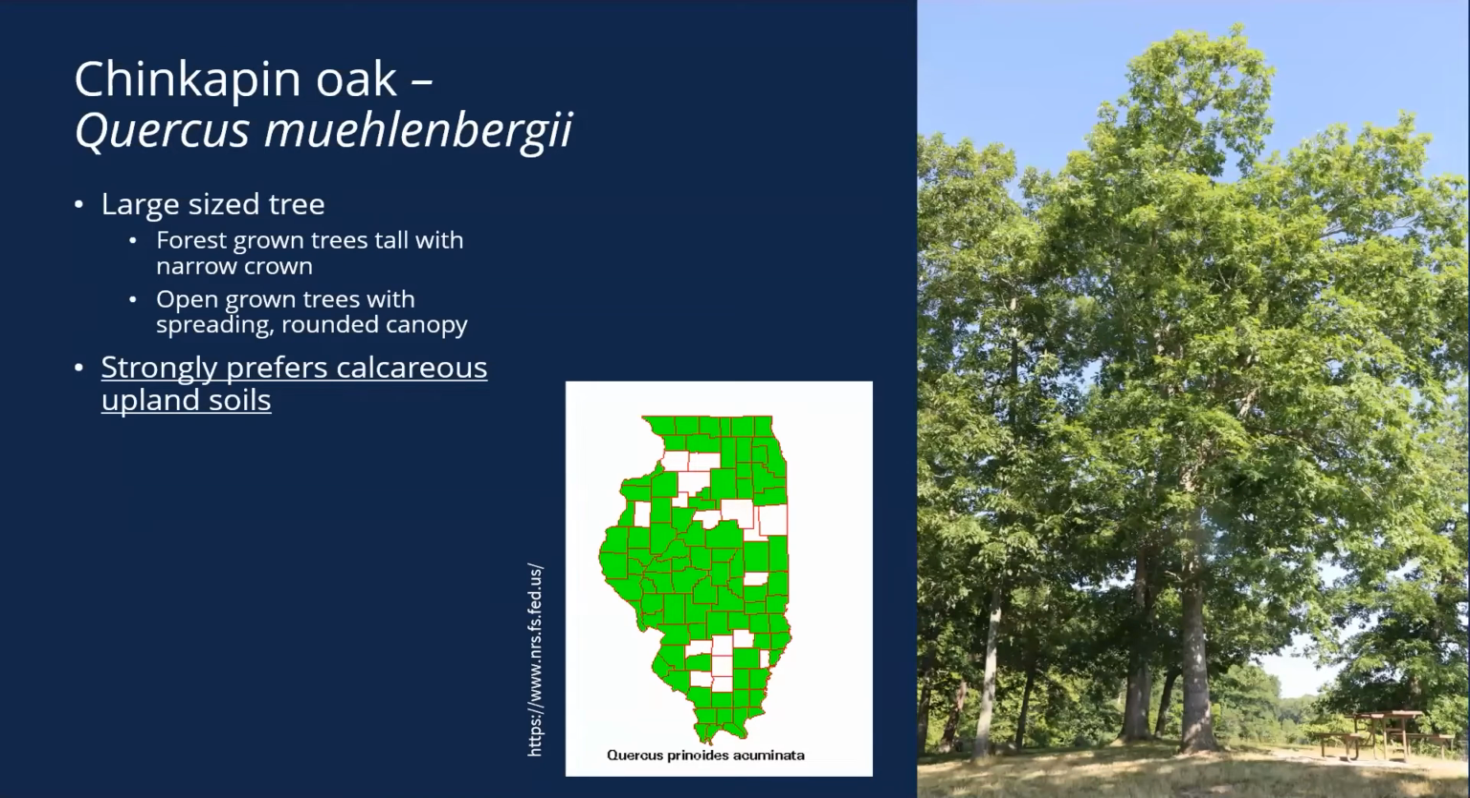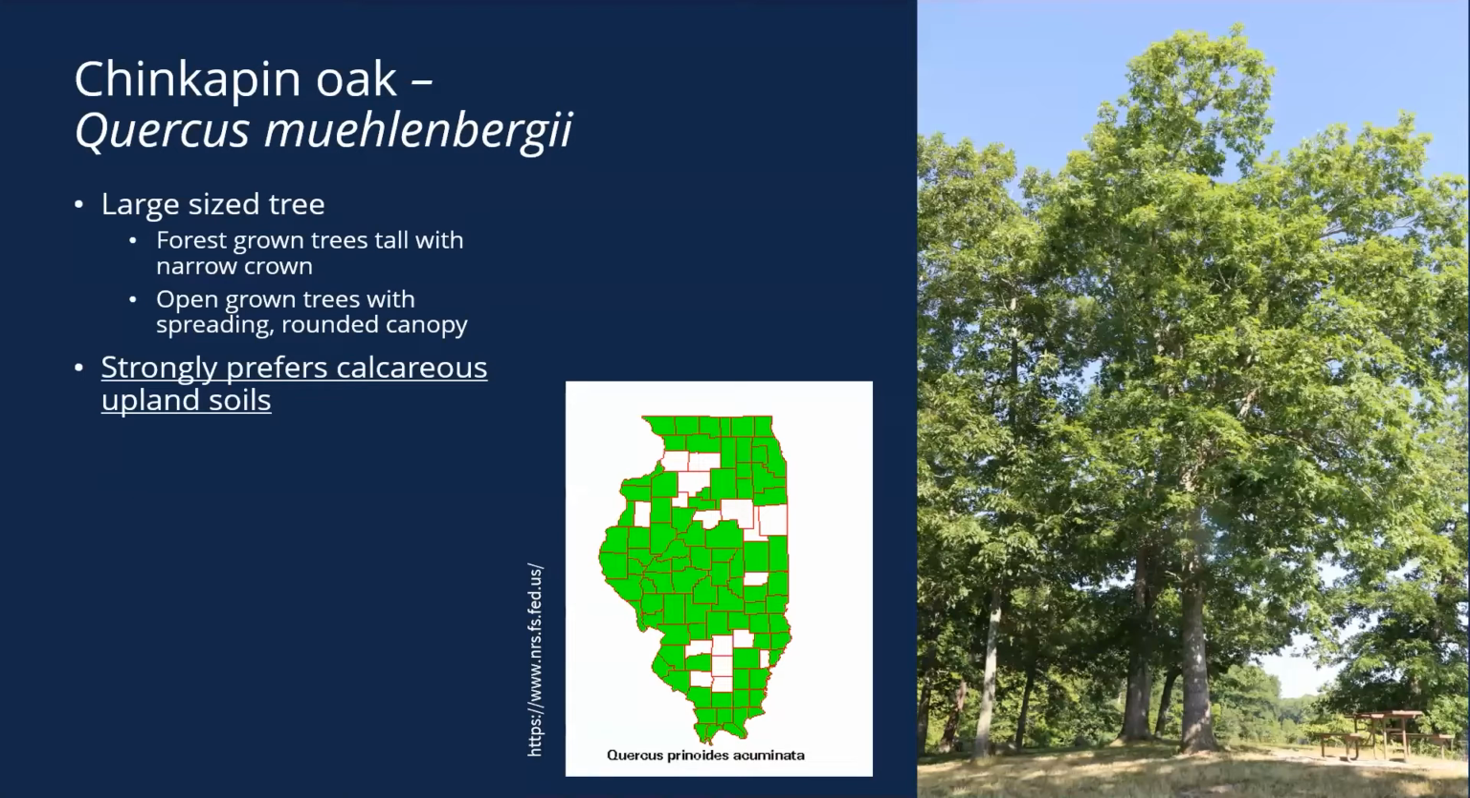Now, another common upland oak, and one of our more common upland oaks out there, is chinkapin oak. They call it chinkapin oak because the leaves look somewhat like a chinkapin or a chestnut, which is where it gets its name. But chinkapin can be a large tree. It can be fairly big if it's grown in an area that has good soils. It can be a tall tree with a narrow crown. A lot of times it grows in poor soils, and so it'll be more open grown with a spreading canopy or really poorly formed.